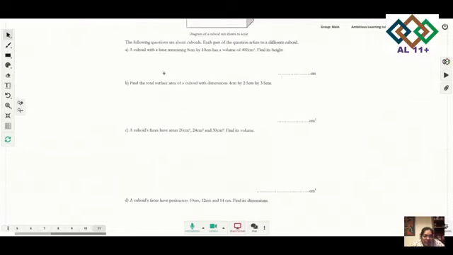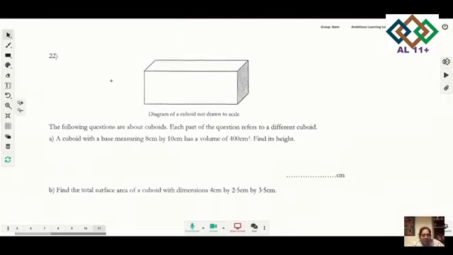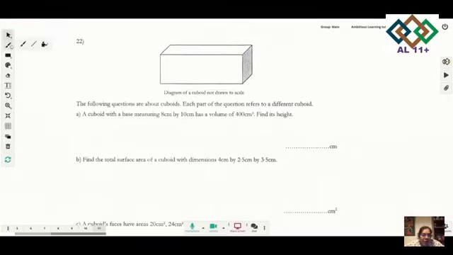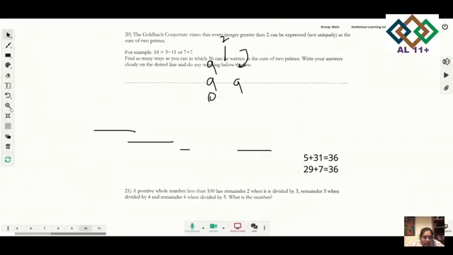That's our last one. But it has some parts, so we'll do the parts together. Then we'll be done with the City of London paper. So they're saying the following questions are about cuboids. Each part of the question refers to a different cuboid. So they're different cuboids. Remember, it's not the same one. I think we didn't do 21. Let me just go back and do 21 with you. 21 was an easy one. Let's do that, then we'll do the last one.